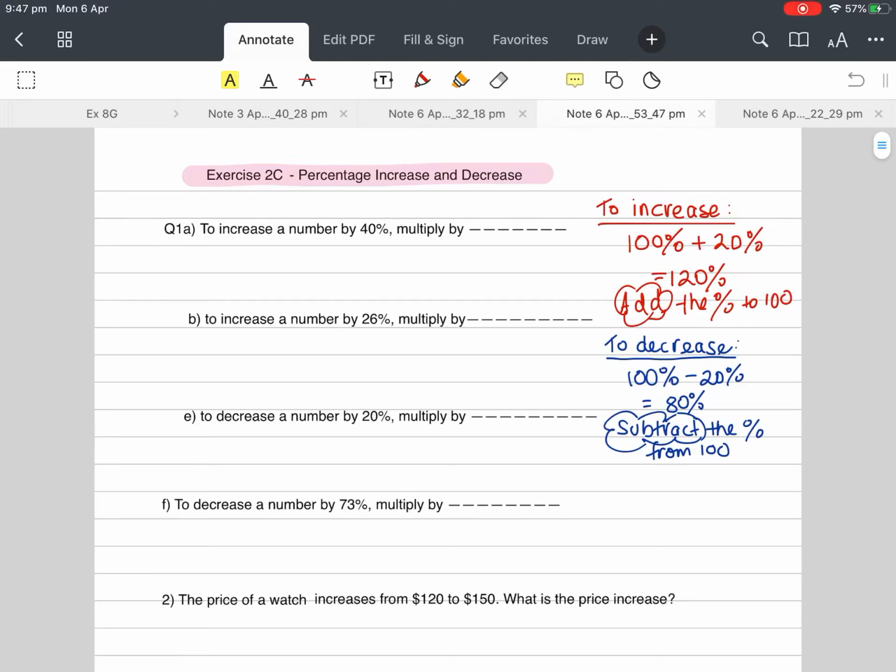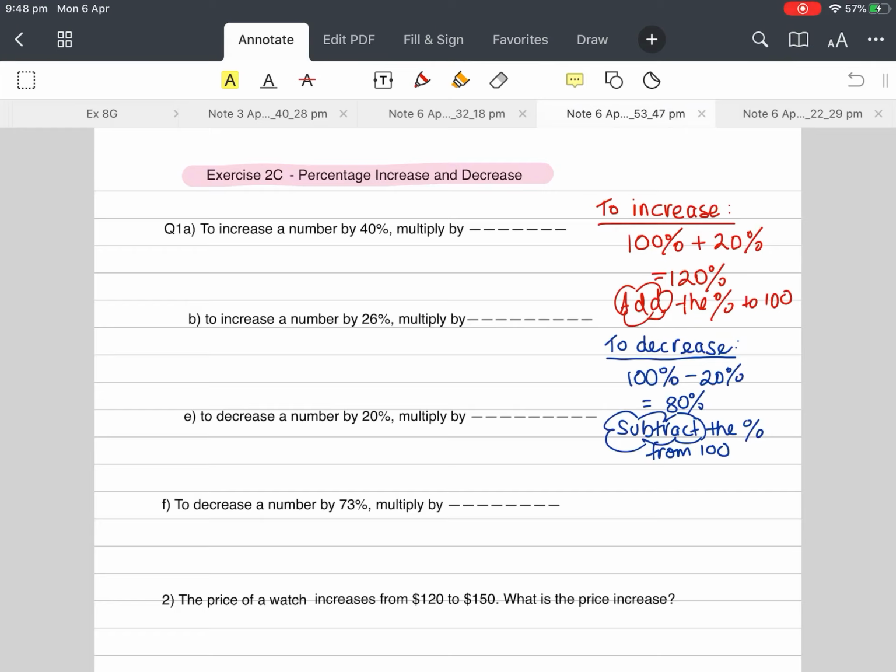Hi Year 9, here's the next video on exercise 2C in percentage increase and decrease. So at the beginning of exercise 2C, hopefully you had a look at it, it went over in question 1 a couple of ways of finding the percentage increase.